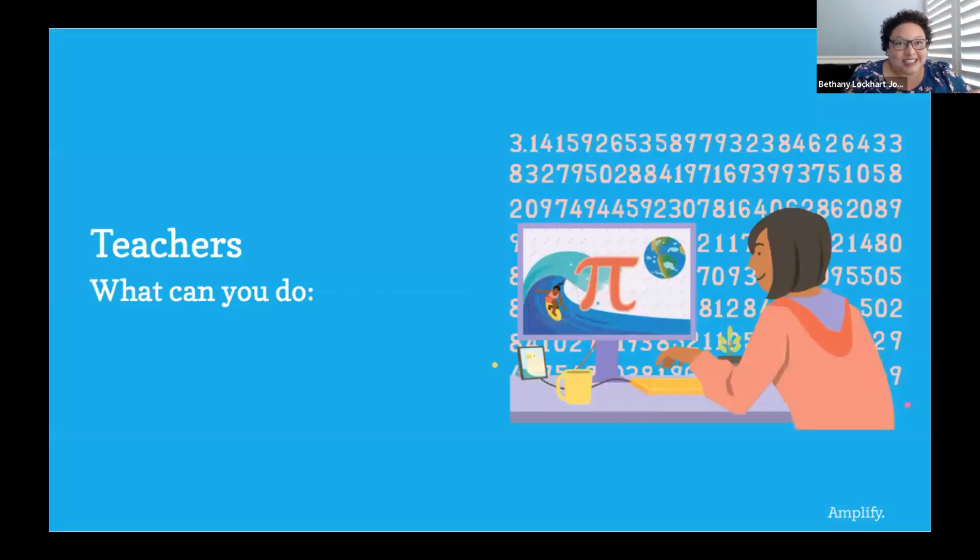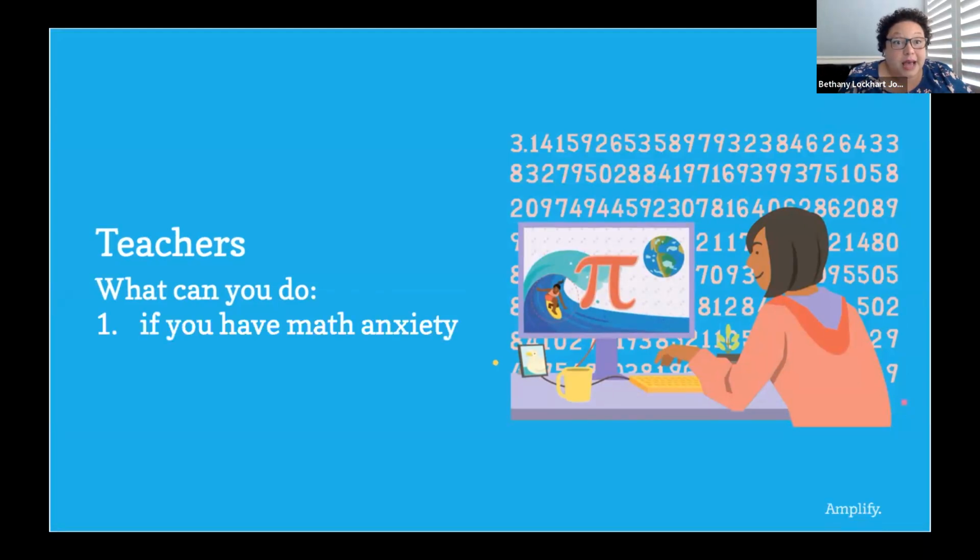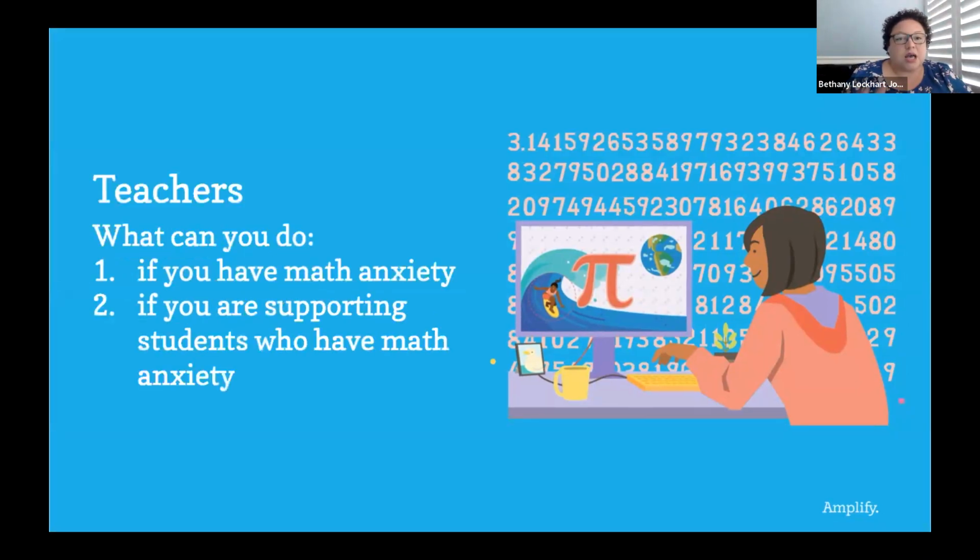So let's talk about teachers. As a teacher myself, especially one who's navigating math anxiety, I feel like this is super close to my experience, and I want to talk about two aspects for teachers. And again, this is including pre-service teachers. This is if you have math anxiety, but I also want to talk about if you're supporting students who have math anxiety, whether you have anxiety or not.